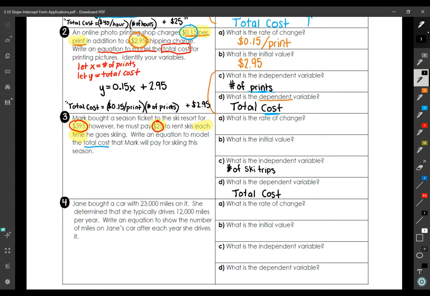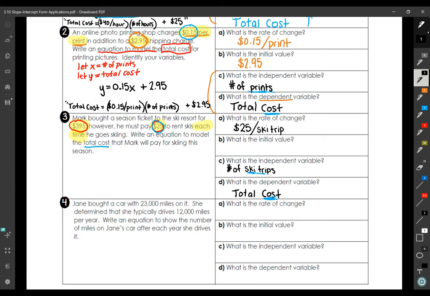So what is the rate of change? How much does cost increase every time we add one more ski trip? Well, we know every time he adds one more ski trip, he has to pay that $25. So the rate of change is $25 per ski trip, per one ski trip, right?